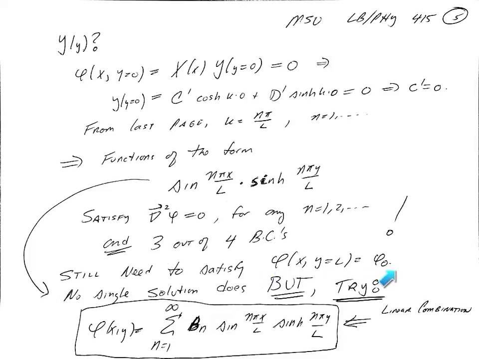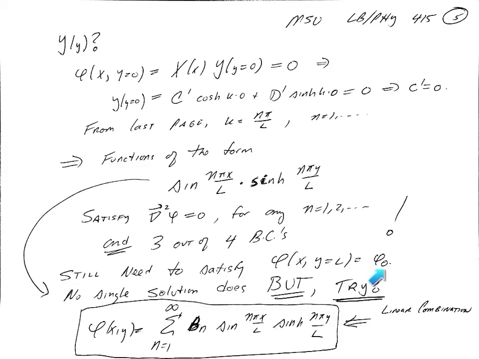But we still have one more boundary condition. The value of phi at the upper end has to equal phi naught. None of these solutions work. But this is a linear equation, and therefore we can take an arbitrary linear combination of solutions of this form. There's an infinite number of these, one for every value of n. And we can take an arbitrary linear combination with arbitrary coefficients, and they'll still satisfy Laplace's equation plus 3 out of 4 boundary conditions. And now we can see if we can determine these unknown coefficients capital B to satisfy this last boundary condition.